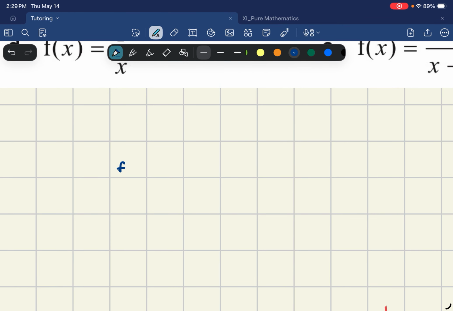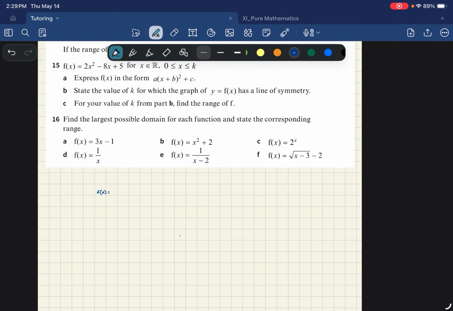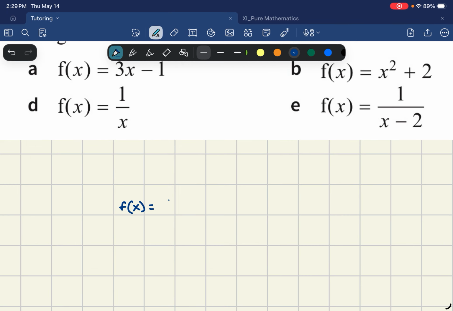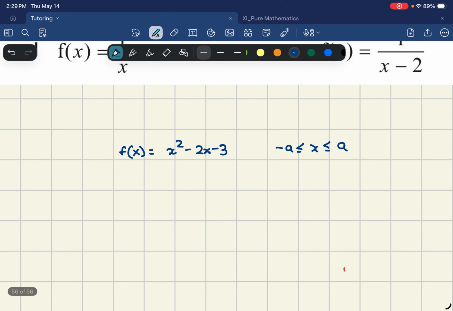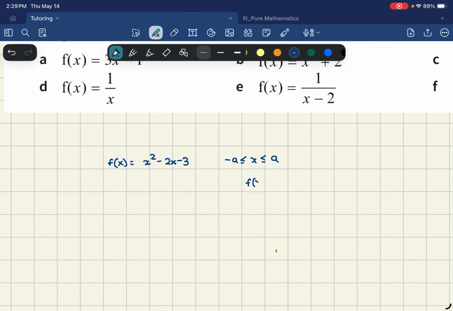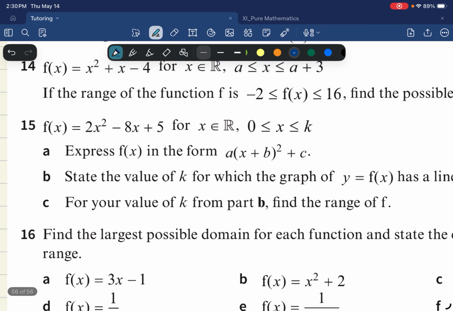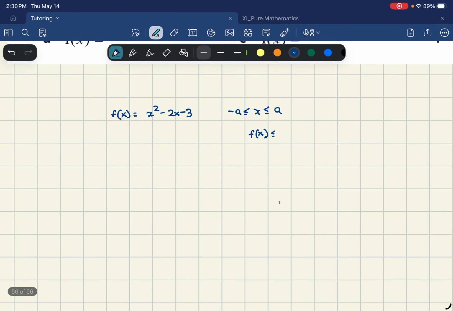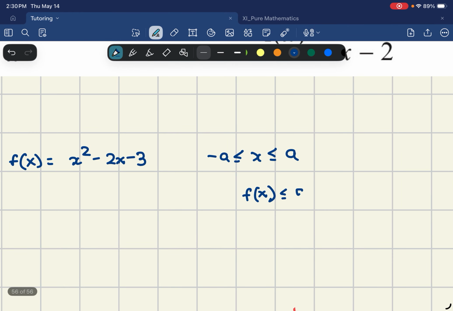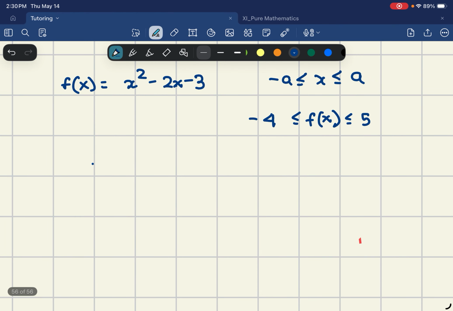So we have f of x equals x squared minus 2x minus 3, and x is restricted between negative a and positive a. So we need to figure out what a is. And the range of this function is restricted from negative 4 to 5. Alright, so let's complete the square.